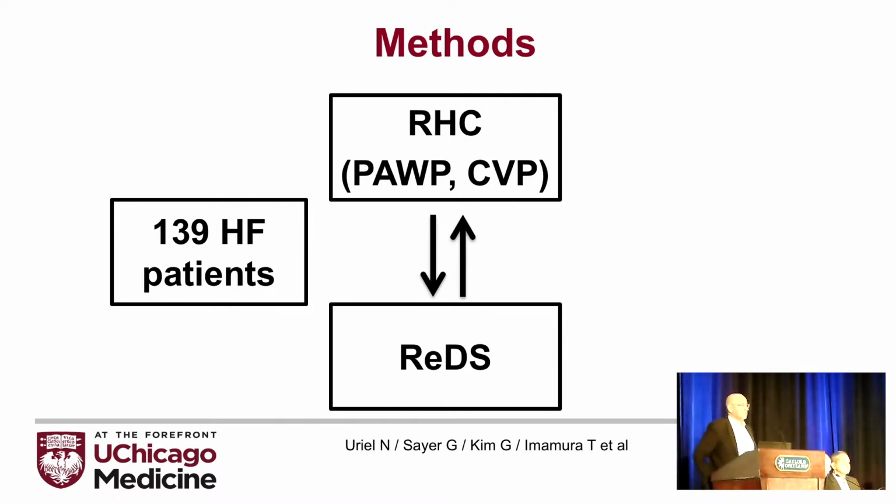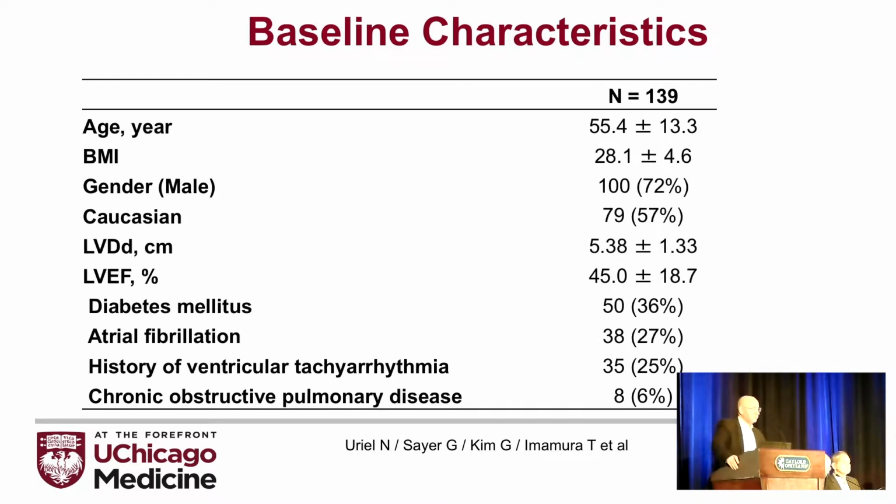We had 139 patients, as I said, all comers. The average age was 55 years. The average BMI is 28. I'm from Chicago, so we are a little bit on the heavy side. 72% were male, 57% were Caucasian. And as you can see, this is a mixed group. Part of them were HFpEF, part of them were HFrEF. So we have an average LVEDD of 5.3, average EF of 45%, while 36% were diabetic, 27% had AFib, history of ventricular arrhythmia in 25%, and COPD in 6%. So this is a classical all-comer heart failure population that you will see.